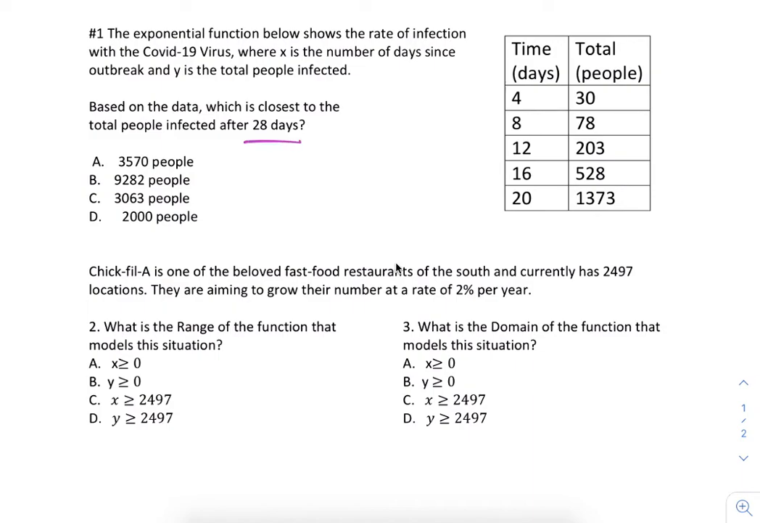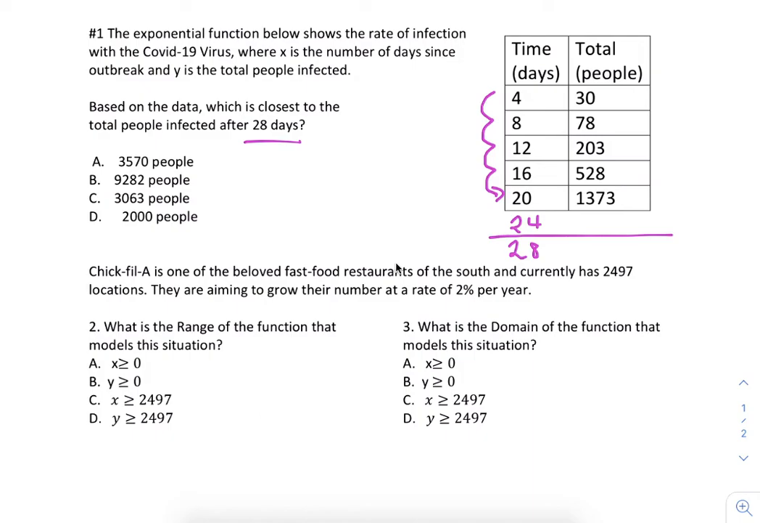Well, if you notice, what's my table counting by? It's counting by fours, right? So my next one would be 24, and the one after that would be 28. So I need to find two new table values in order to answer this question, okay?